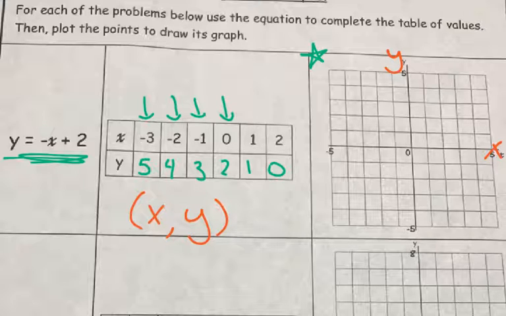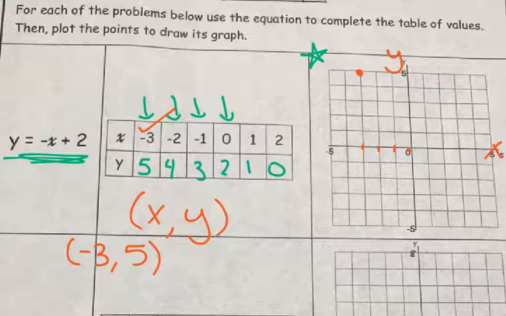My first ordered pair is negative 3, 5. That means I'm going to find negative 3 on the x-axis. Starting at my origin, I'm going 3 to the negative side: 1, 2, 3. The y value is positive 5, so I'm going to go up 5 and plot my point right there. All right, that's my first ordered pair. My next ordered pair is negative 2, positive 4. Going to the x-axis, 1, 2 to the negatives, and positive 4 is up on my y. There's 4. There's my point.